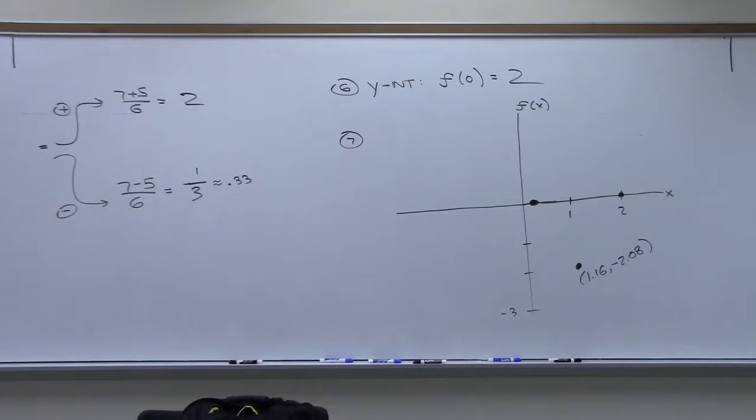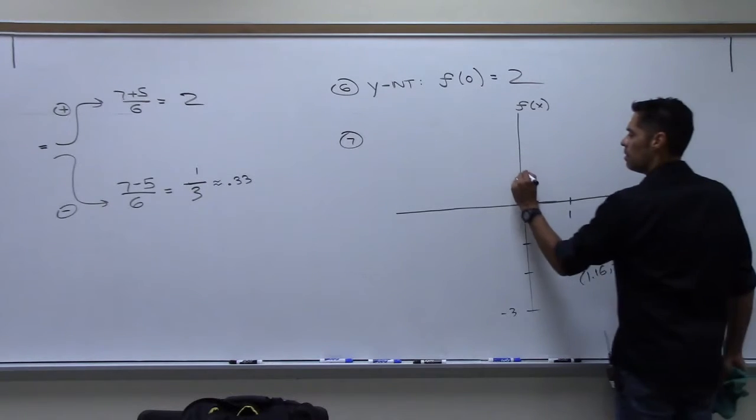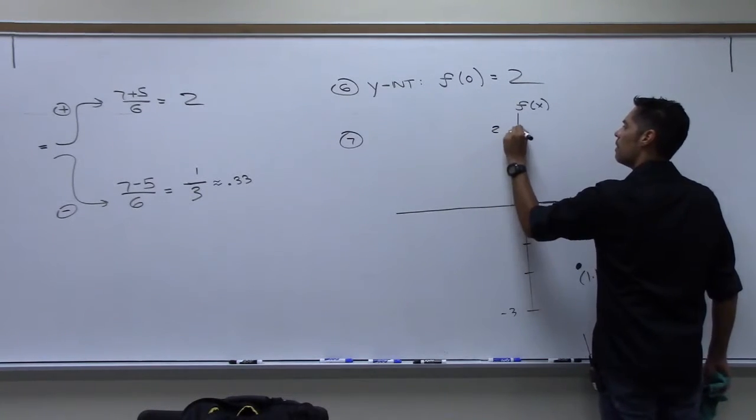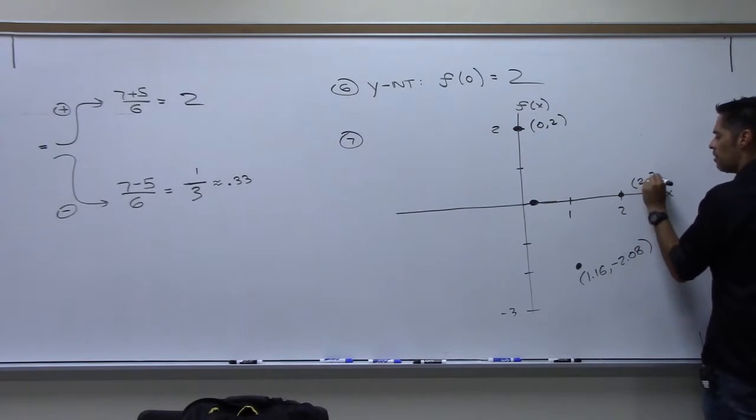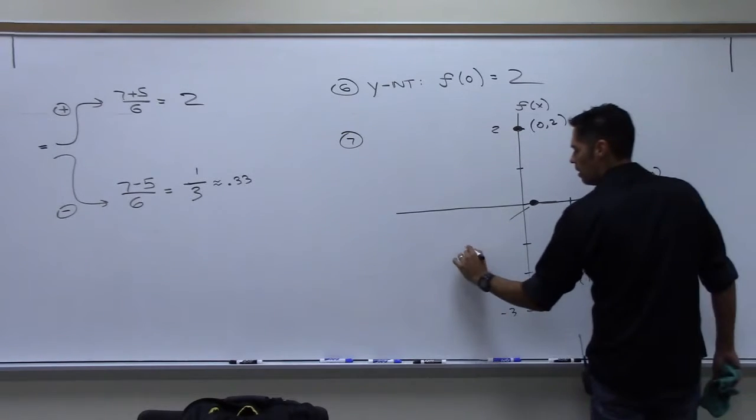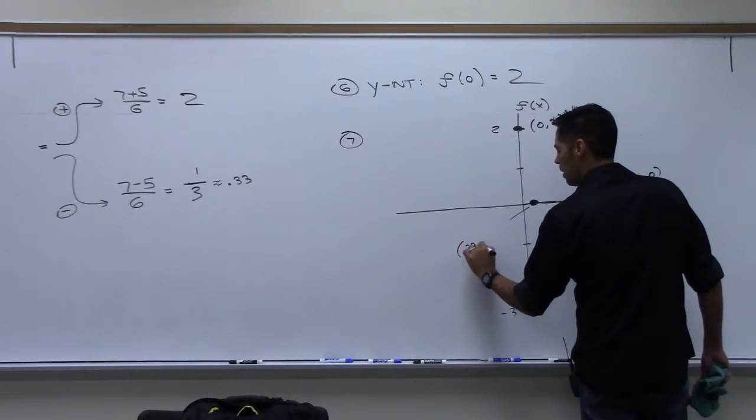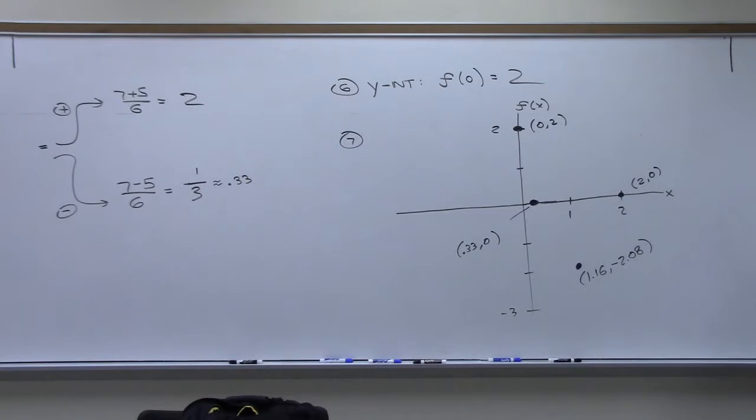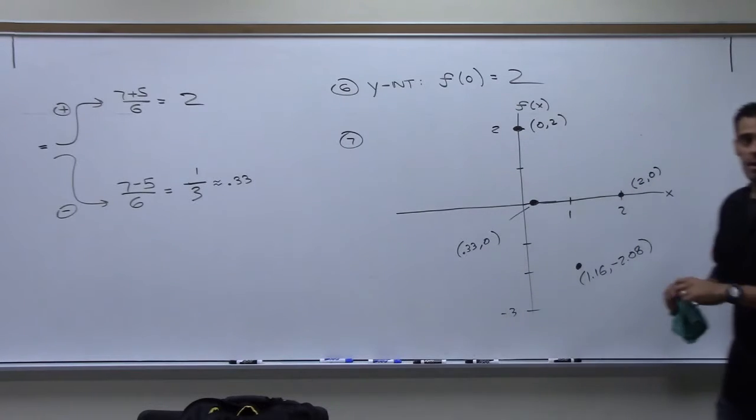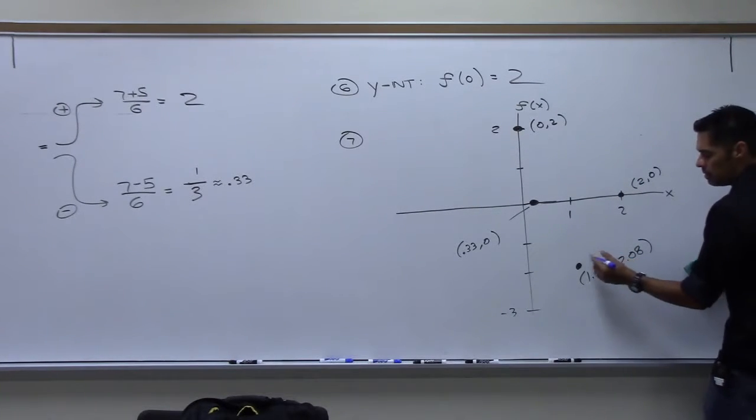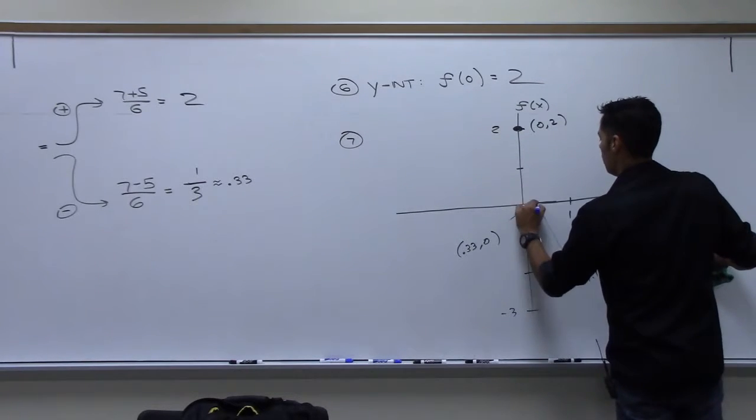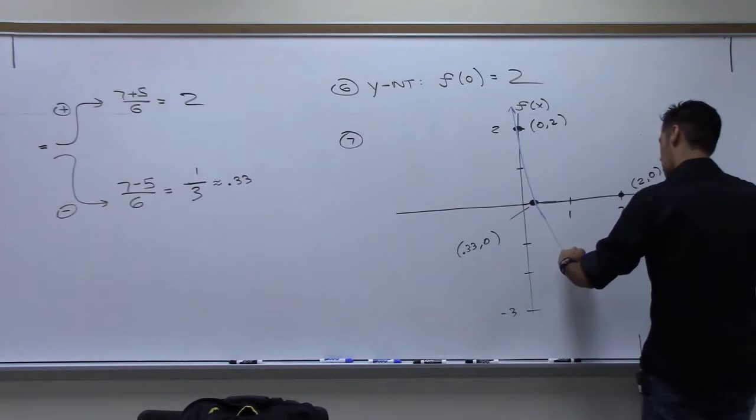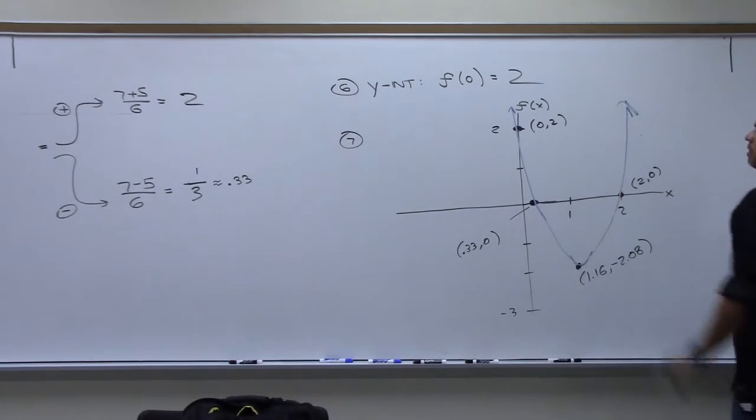And last thing, y-intercept, which was 2. I forgot to label those points. This is 0, 2. This is 2, 0. And this one right here was 0.33. And I will draw now my parabola, curving out the bottom and bringing it up. Whoa. Good enough.